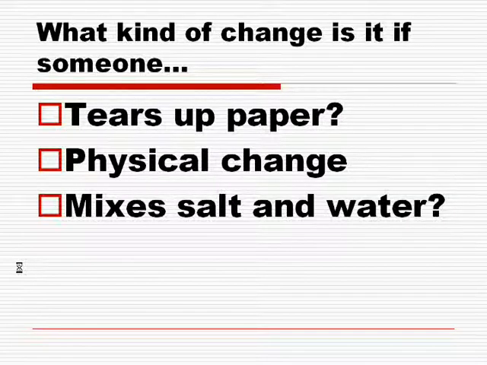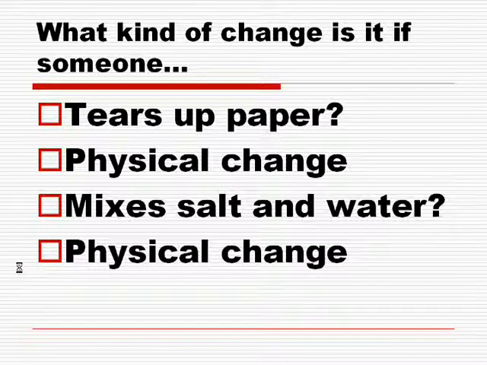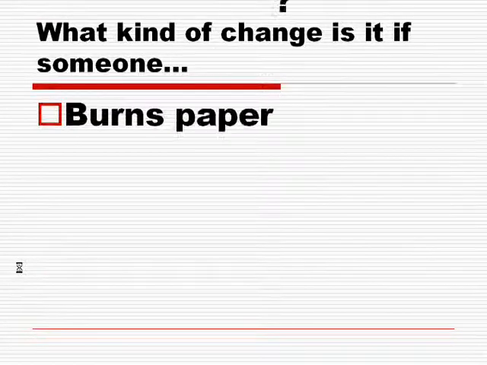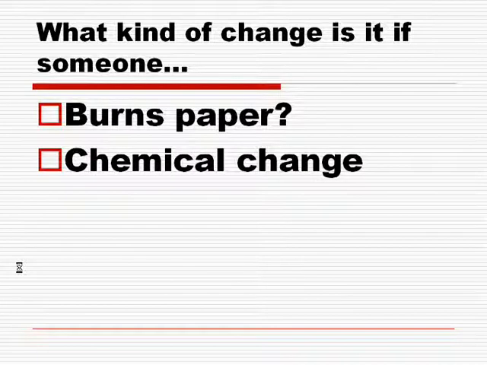Now what about if you burn paper? Anytime you have fire or burning, that should indicate a chemical change. And if you think about it, when you burn something, you create smoke, you create a pile of ashes left, a big pile of carbon. So those are new substances that weren't there before. And if you have a brand new substance formed, guaranteed chemical change.